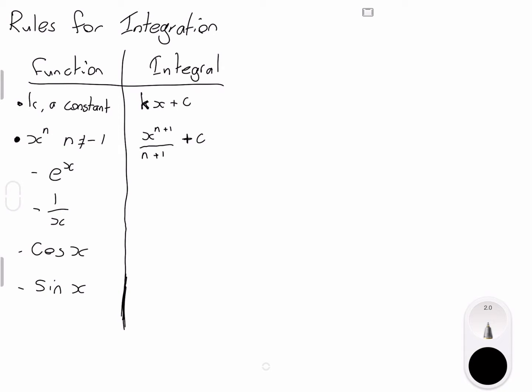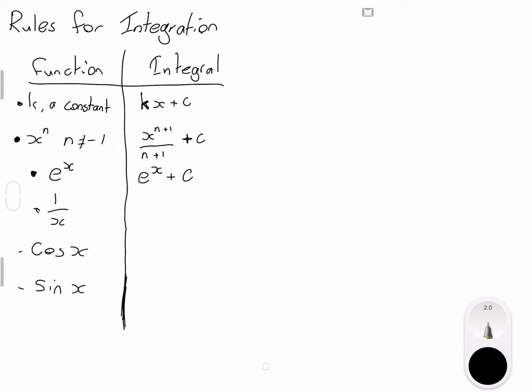e to the power of x, well, we know that the derivative of e to the power of x is just e to the power of x. The same thing works in reverse. The antiderivative of it is just e to the power of x, but we've got an integral here, so e to the power of x plus c.